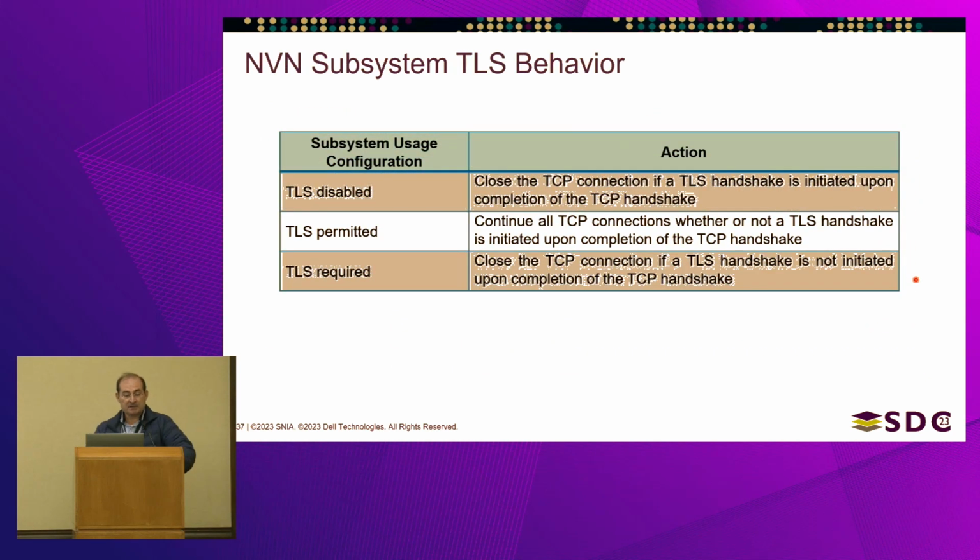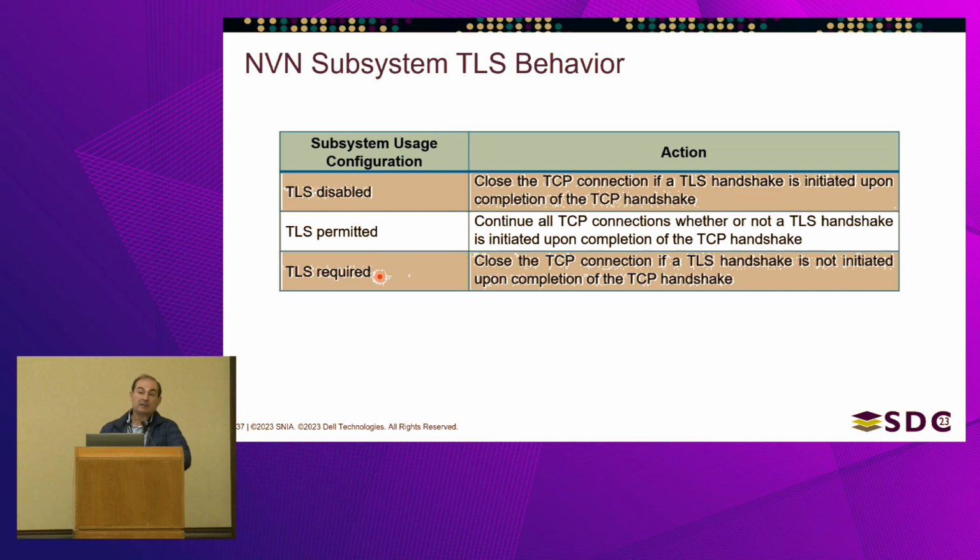And on the subsystem side, again, the usage configuration can be TLS disabled, permitted, or required. On the subsystem side, when the TCP connection is received, if TLS is disabled, the subsystem will close the TCP connection if a TLS handshake is initiated upon completion of the TCP handshake.